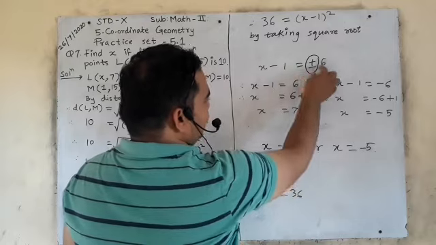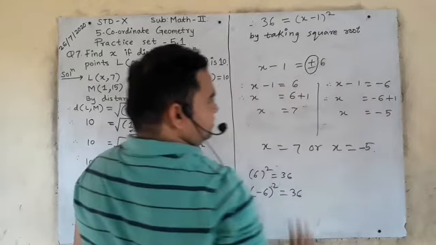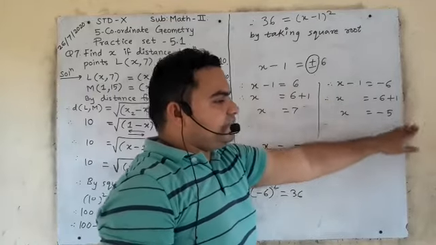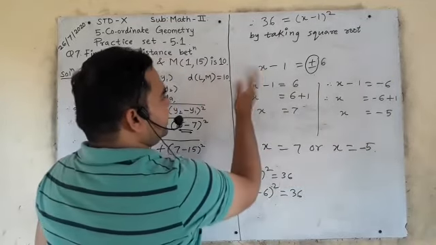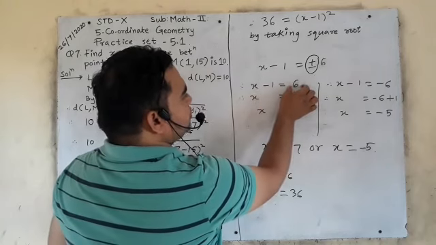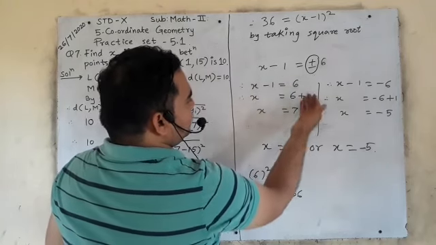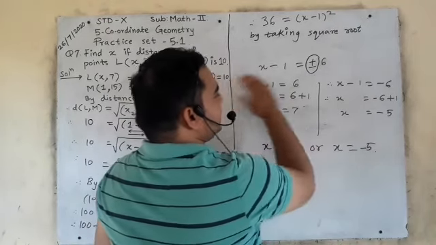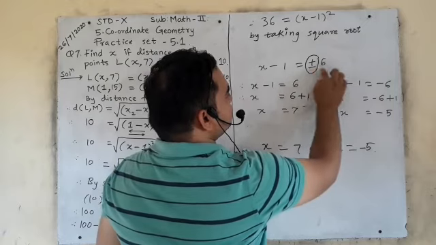It means once we will do addition, once we will do subtraction. So take this side as it is, left hand side as it is. x minus 1 is equals to positive 6. So this minus 1 will go there, plus 1. Answer will come 7. Now left hand side as it is. x minus 1 is equals to minus 6.